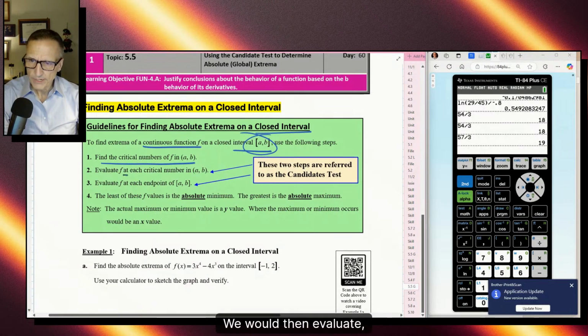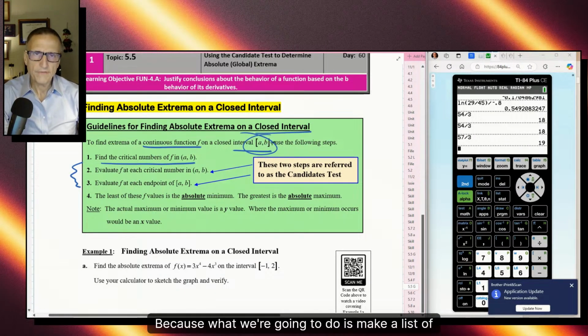We would then evaluate f at each of those critical numbers, and we would also evaluate f at each of the endpoints of the interval. So this is called the candidates test, these two steps right here, because what we're going to do is make a list of candidates where the absolute extremes might occur.